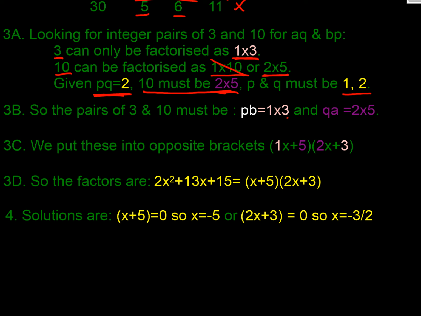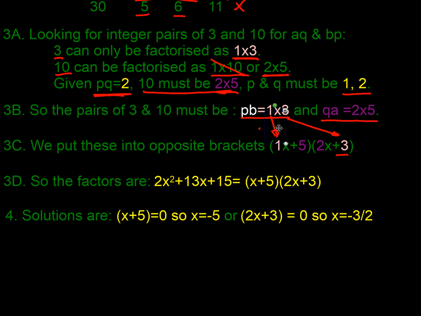So we're going to assume that P and B is 1 and 3, and Q and A is going to be 2 and 5. And what we now need to look at is how we split those up. So we know we've got to multiply them together in our calculation, so we've got to put those into different brackets, the 1 and the 3. So the 1 goes into the first bracket as the multiple of x, and the 3 goes into the second bracket as the units of 3.